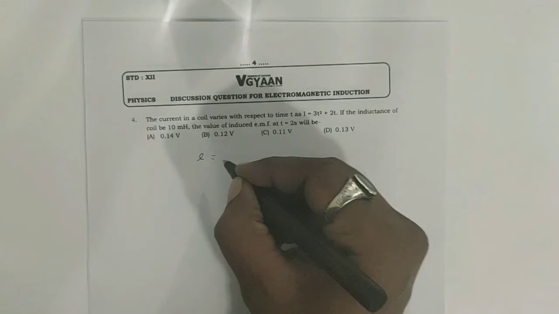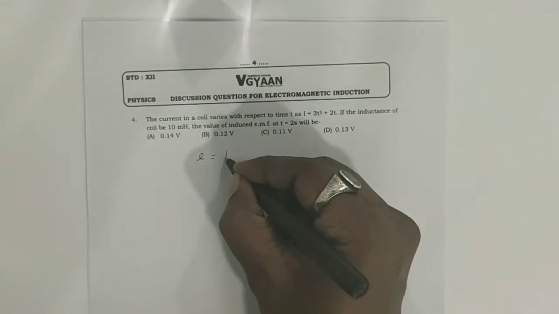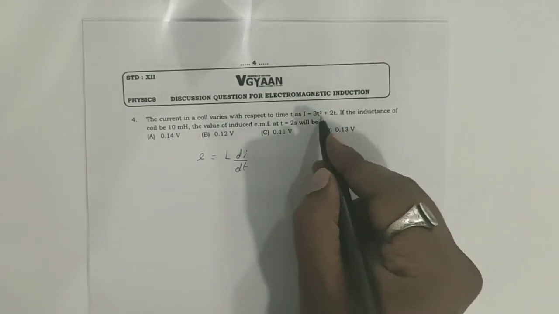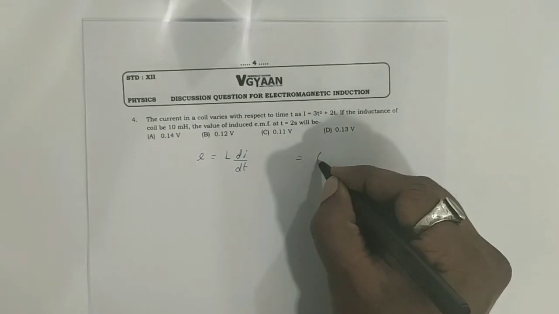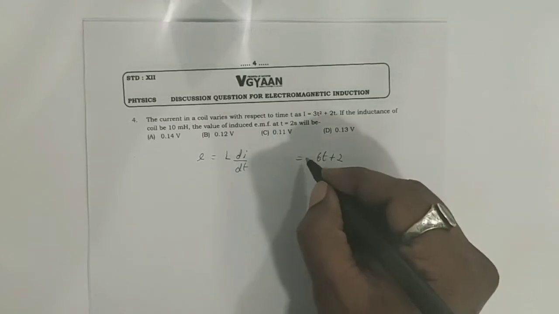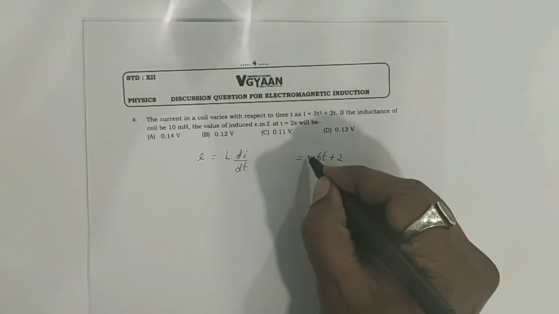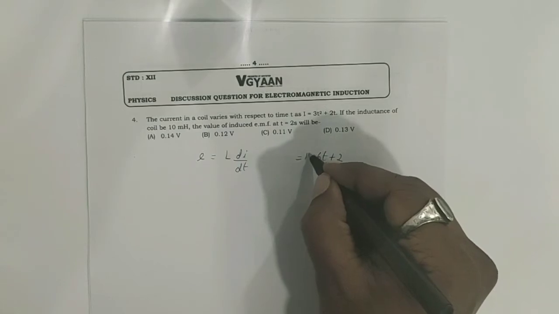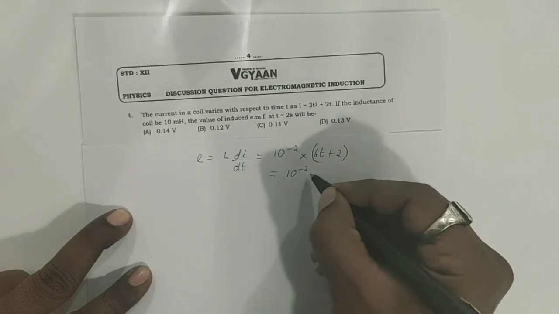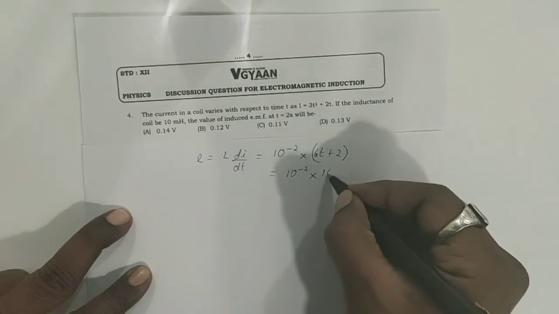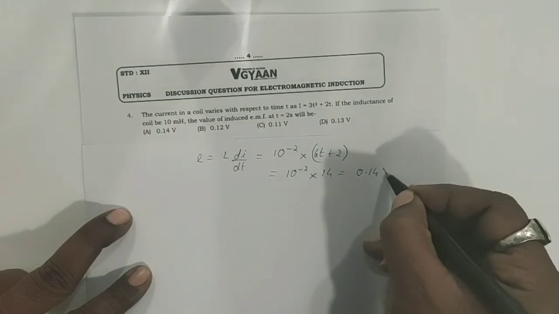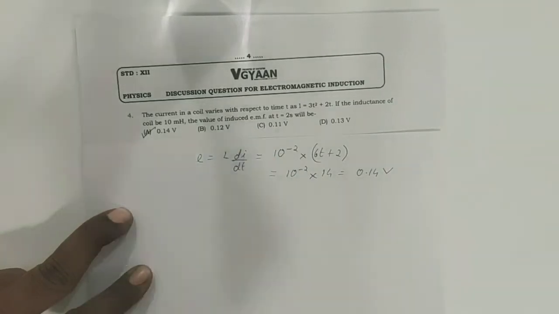EMF that is induced is given by the formula coefficient of self-inductance into di by dt. If you differentiate this, you will be getting 6t plus 2, which at t equal to 2 is 12 plus 2. Now, this gives me di by dt. Multiply this with inductance, which is given over here as 10 millihenry, that comes to 10 raised to minus 2. So this is going to be 10 raised to minus 2 into 14. That comes to 0.14 volt. Hence option A is the correct one.